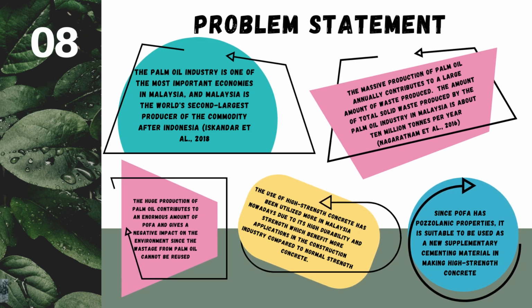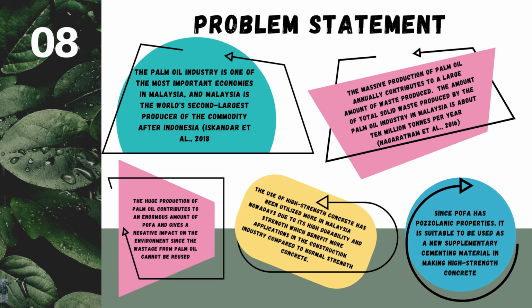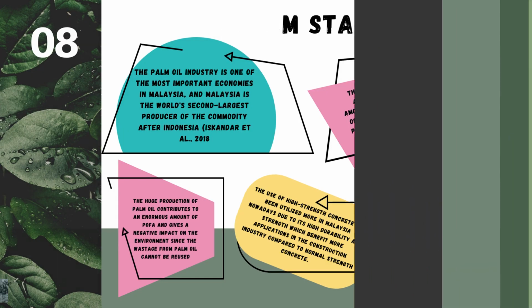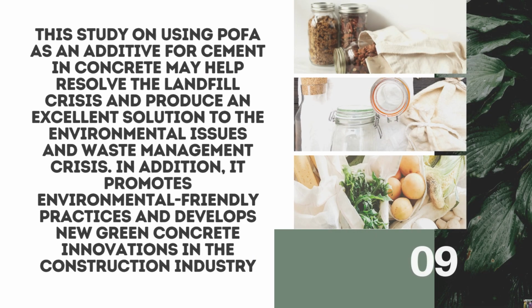Then, supplementary cementing material is added to create additional strength by the pozzolanic reaction. Since POFA has pozzolanic properties, it is suitable to be used as a new supplementary cementing material in making high-strength concrete. So, this study on the utilization of POFA as an additive for cement in concrete may help resolve the landfill crisis, produce a good solution to the environmental issues and waste management crisis. In addition, it promotes environmentally friendly practices and develops new green concrete innovations in the construction industry.